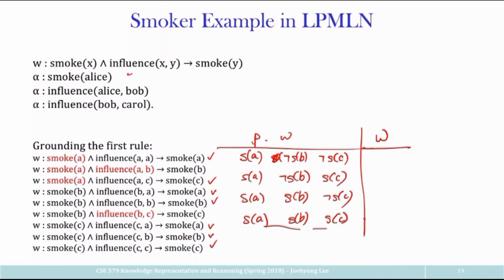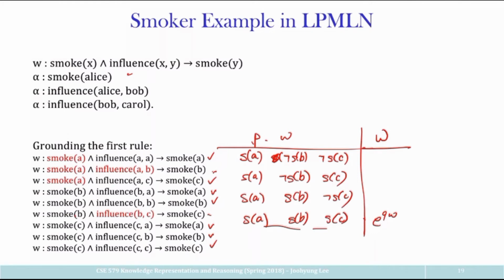And if smoke A is true, then this one makes smoke B true. And if smoke B is true, then this one makes smoke C true. So this is the minimal model that satisfies all of them, right? So here let's ignore all the hard rules' weight, but same as before, we'll get e to the power of 9w. Good.